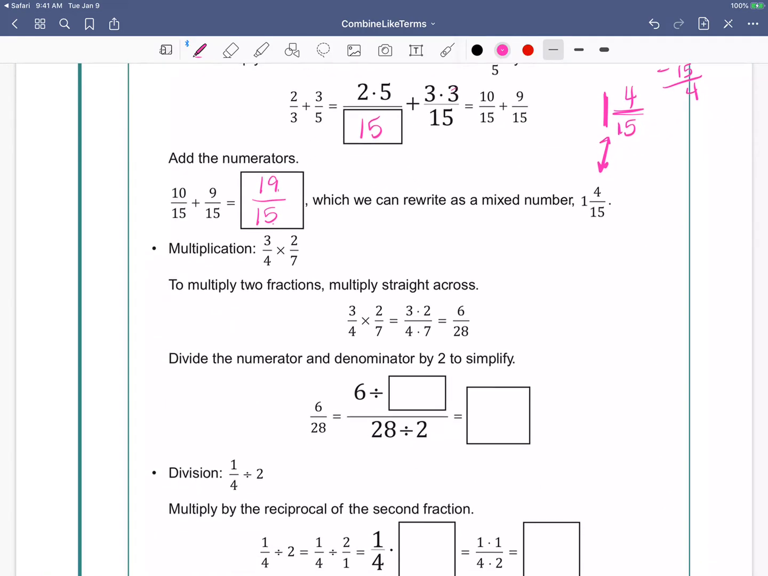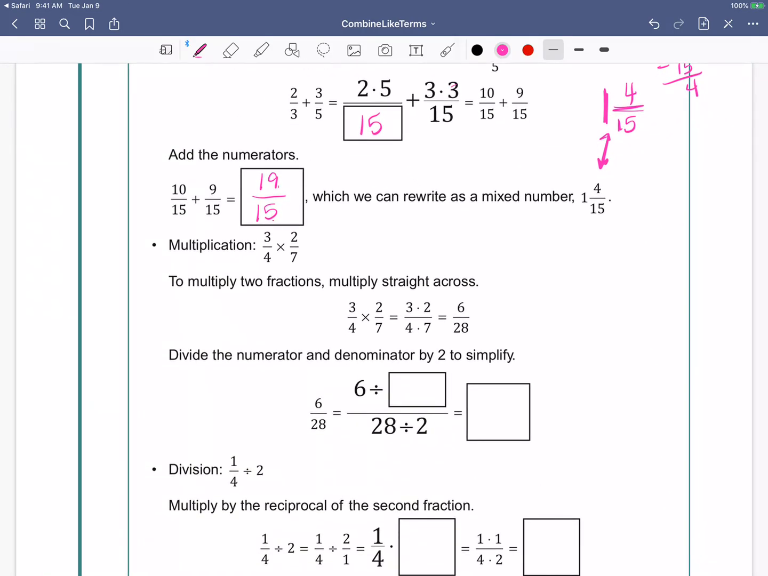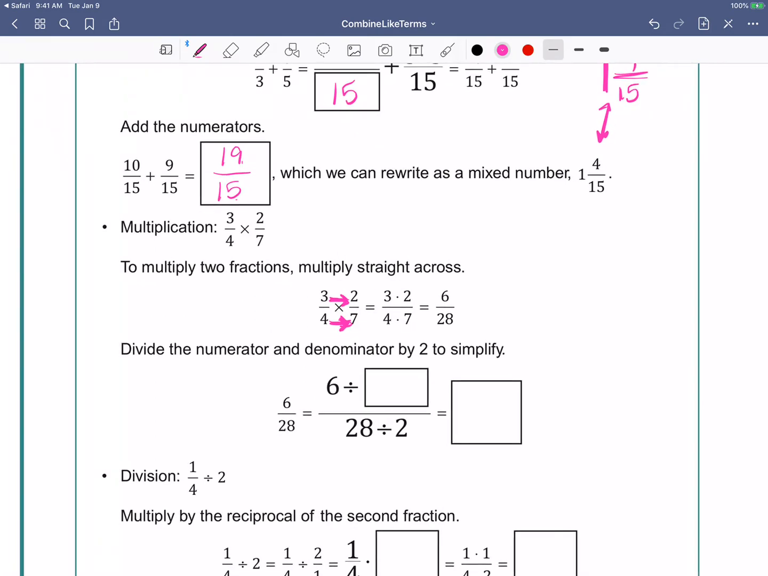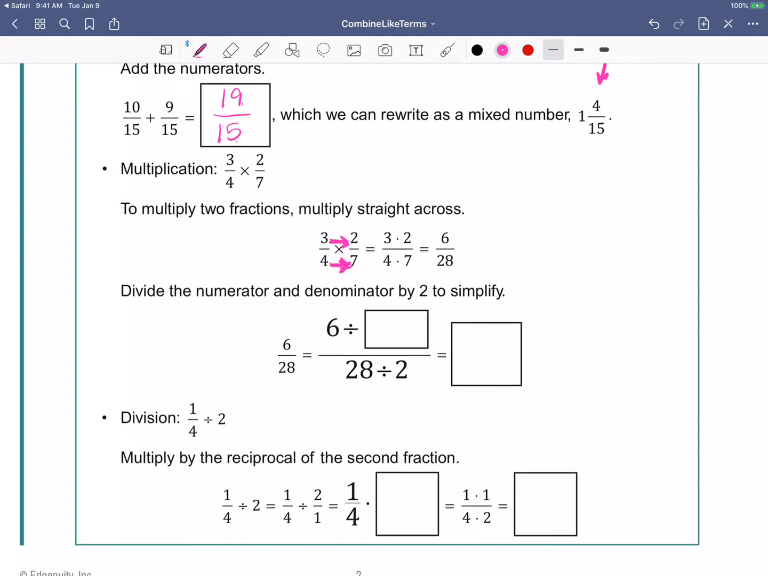Now for multiplication. To multiply two fractions, multiply straight across. Remember, you do not do your crossing, right? If there is a multiplication sign, you go straight across. If there were an equal sign between the two, that is when you cross. But we do not when regular multiplying. Okay, so that gives us 6 over 28.